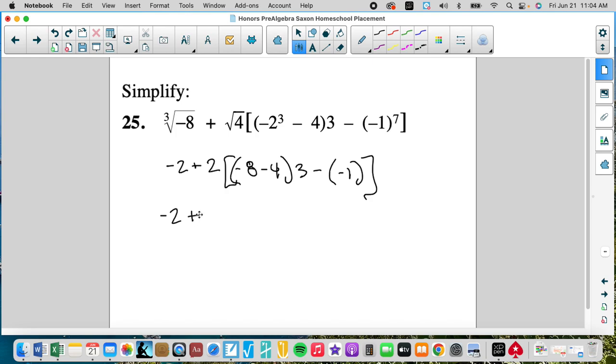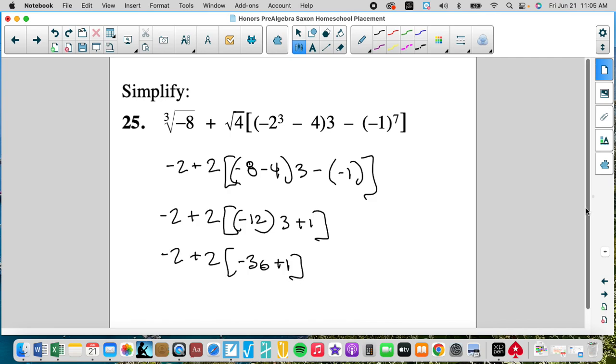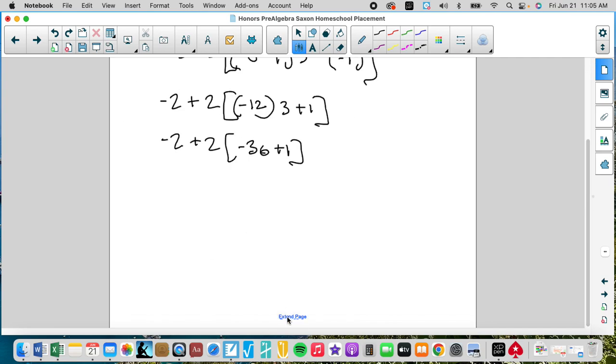So we get -2 plus 2. We can do this quantity, which is -12 times 3 minus -1, which is +1. So we're going to do multiplication before addition. Times 3 plus 1. So we're going to do this multiplication, -2 plus 2. -12 times 3 is -36 plus 1. And we're going to do this inside because there's still parentheses, grouping symbols, -2 plus 2 times -35.